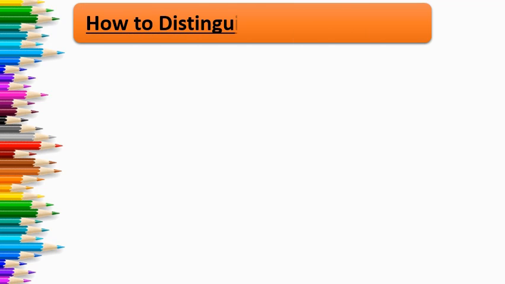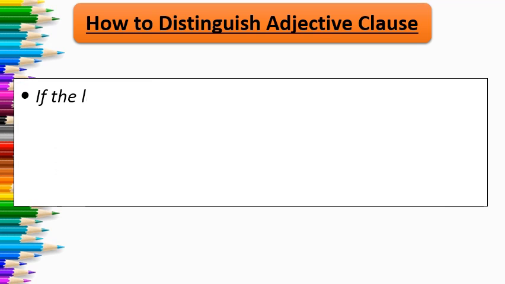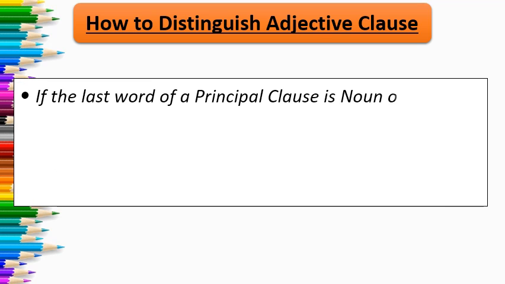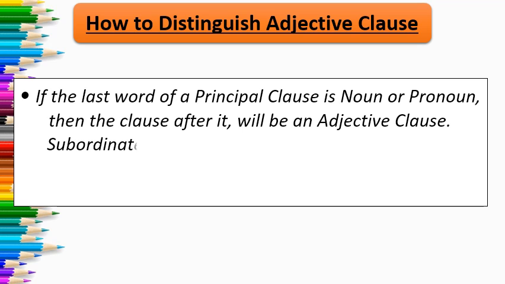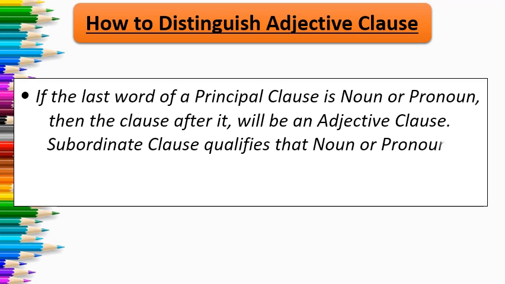Now, a question arises: how to identify an adjective clause in the sentence, or how to distinguish an adjective clause in the sentence. For that, you have to remember one thing: if the last word of a principal clause is a noun or pronoun, then the clause after it will be an adjective clause, because the subordinate clause qualifies that noun or pronoun.